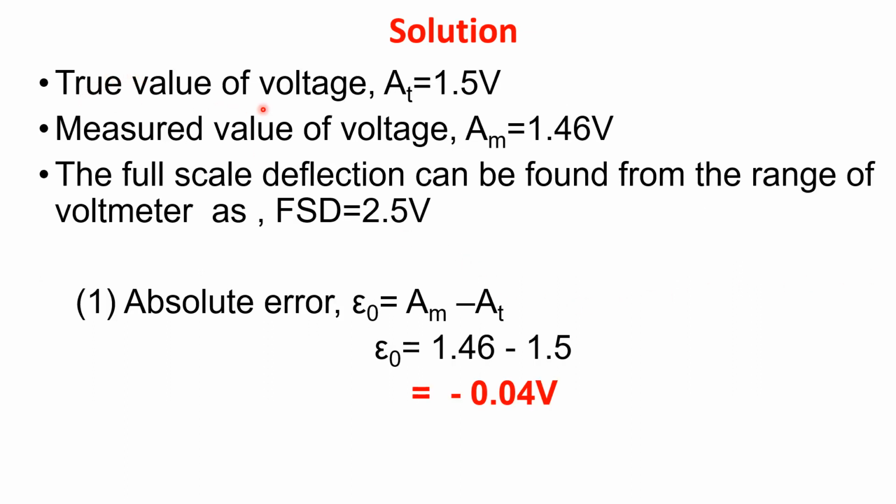Okay, the true value given in the question is 1.5 volt. The measured value AM is 1.46 volt. The full scale deflection range they have given us is 2.5 volt. First question, we are solving absolute error. The formula for that is epsilon naught, which is the difference between measured and true value. So I have substituted AM minus AT, with AM value as 1.46 and AT value, true or actual value, that is 1.5 volt. So I am getting the answer as minus 0.04 volt. That is my absolute error.